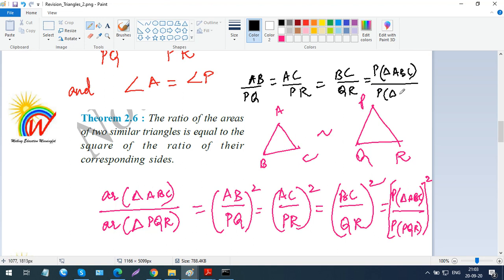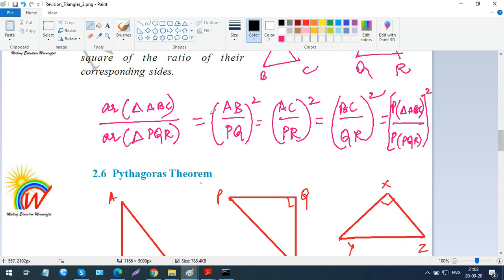But when it comes to the area, it all will be squared. All of it will be squared like this. See, AB by PQ the whole square, AC by PR the whole square, everything will be squared. Sides are all proportional to each other, even the perimeter is, but when it comes to area, it is squared. Now come to the Pythagorean theorem.